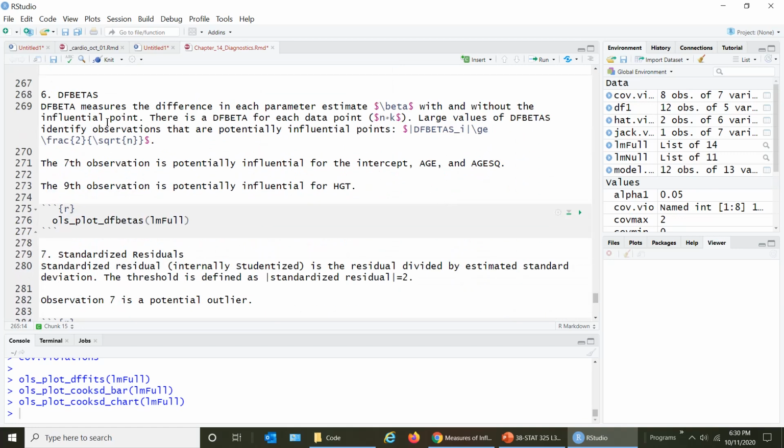And then we're going to talk about the DFBETAS, and this is the difference in each parameter estimate with and without the influential point. Now this is the actual change, this is not in standard deviations, this is the actual value that the beta changed. And so there are n times k DFBETAS, okay? So large values of DFBETAS identify observations, again, that are potentially influential points. And so when they're greater than or equal to 2 over the square root of n, they're considered influential points. Let's see what we get.